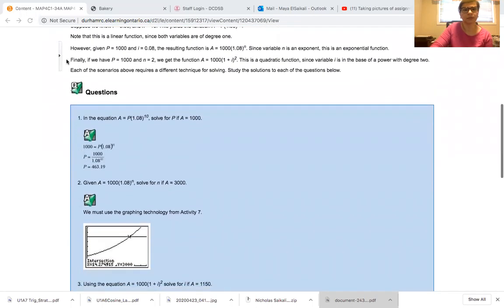The first example. In the equation, A equals P, and then bracket 1.08 to the power of 10, solve for P if A is equal to 1,000. So in this case, they give you A equals 1,000, and they want you to solve for P. All right, so first thing you're gonna do is replace A with 1,000. So that's gonna be 1,000 equals P, and then 1.08 to the power of 10.